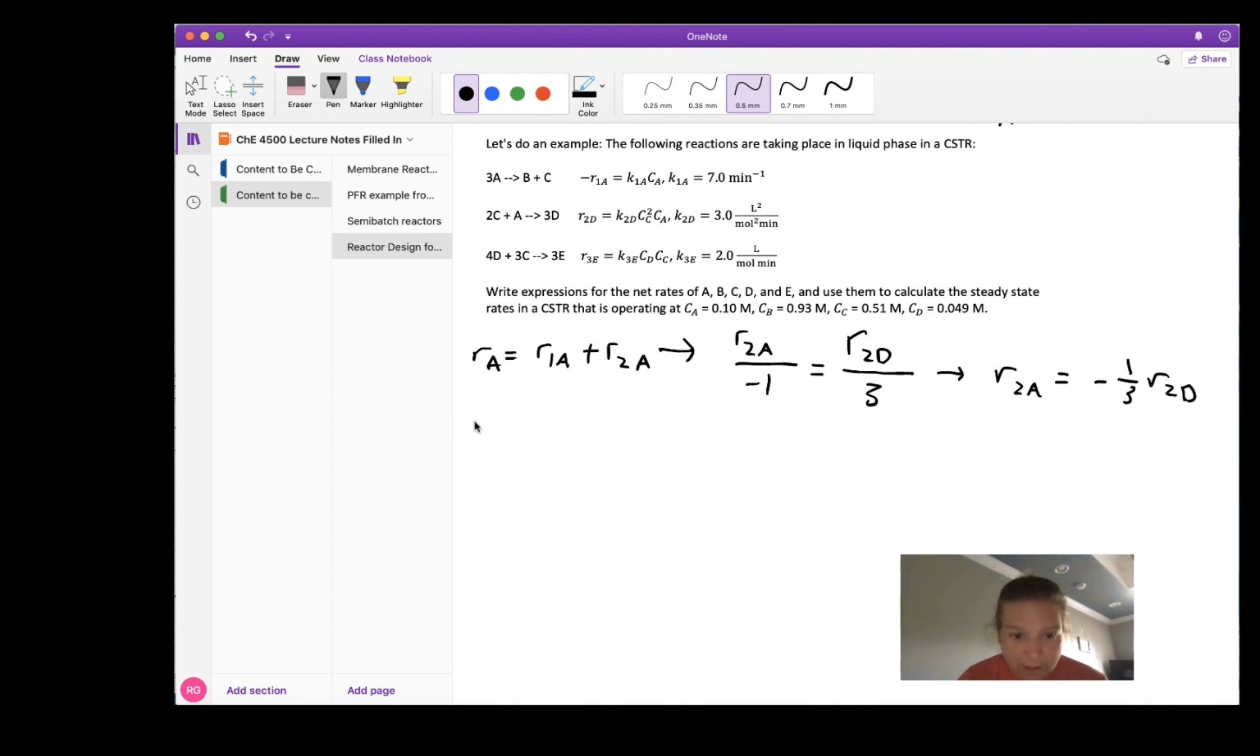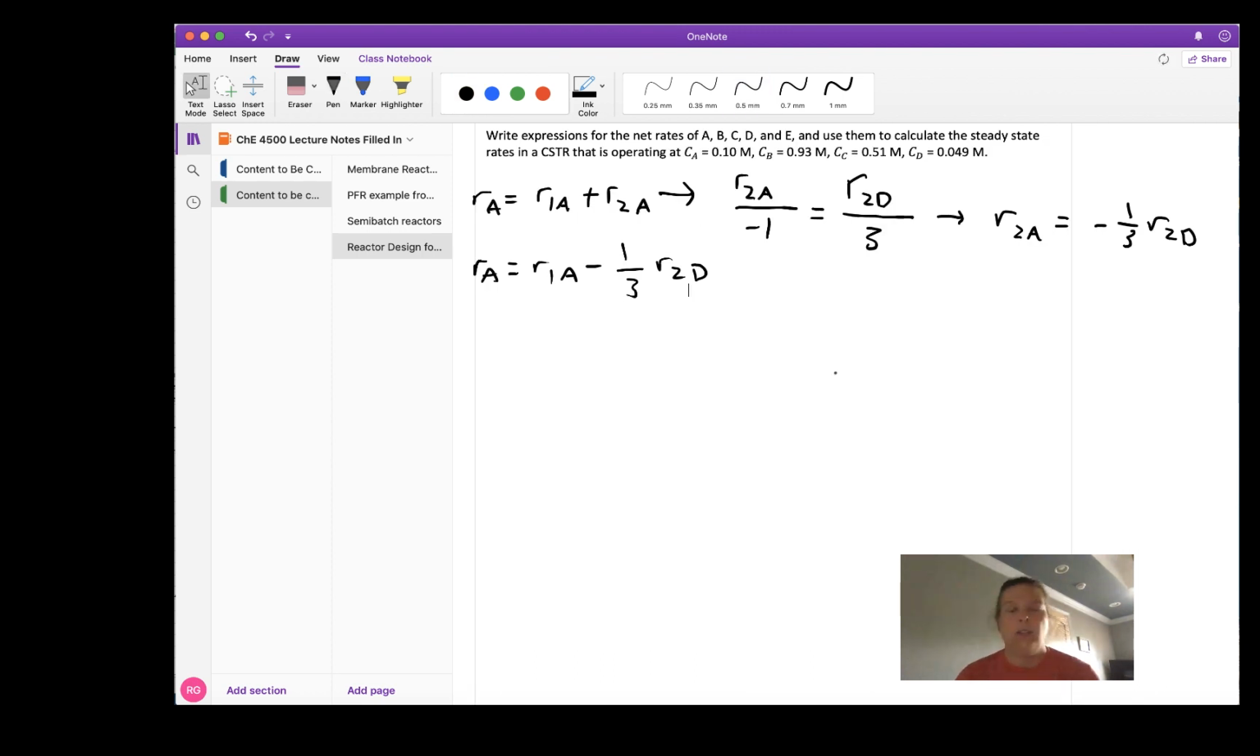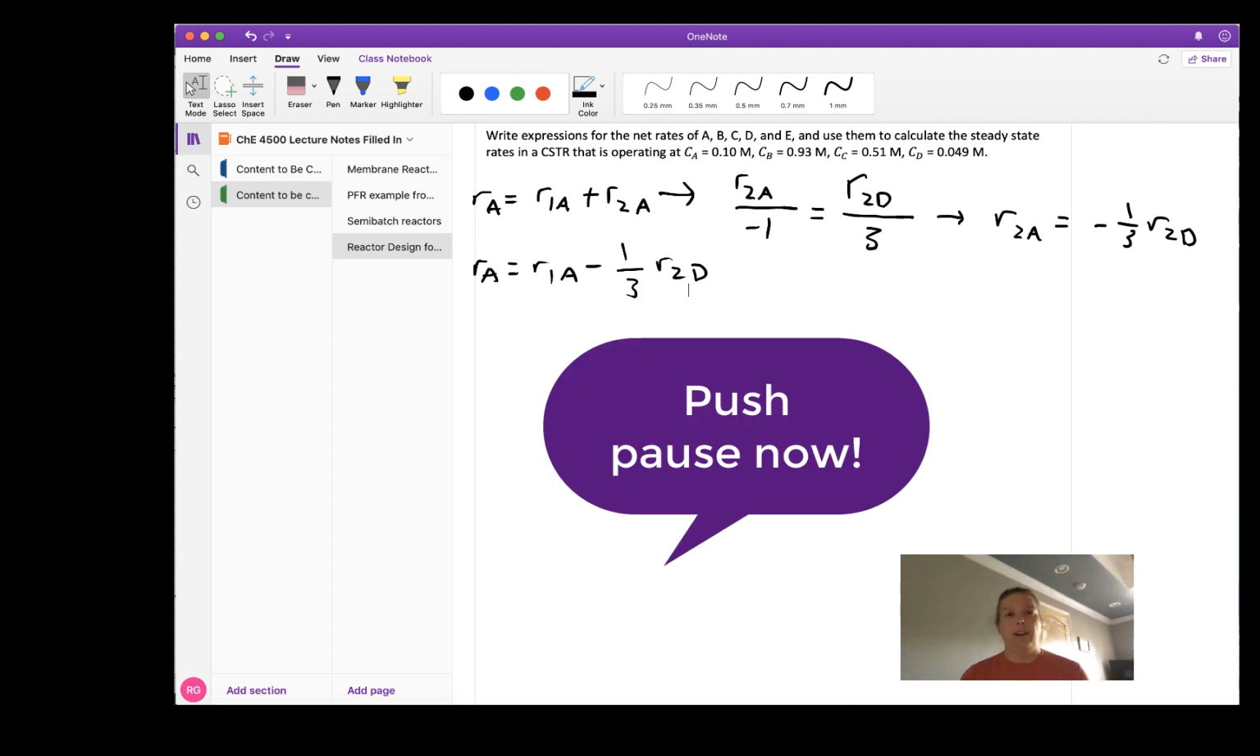So then the net rate of A is equal to R1A minus 1/3 R2D. So at this point, you should pause your video and write the net rates for species B, C, D, and E. I'm going to do that while you're doing that, so push pause. And when you push play, you'll see all of the expressions written here.